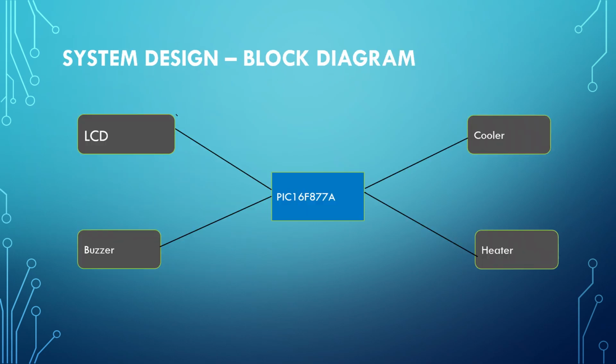This is the system design, where the PIC16F877A acts as the main control unit. The LCD displays temperature and system messages, the cooler turns on for high temperature, the heater turns on for low temperature, and the buzzer gives alert indications.